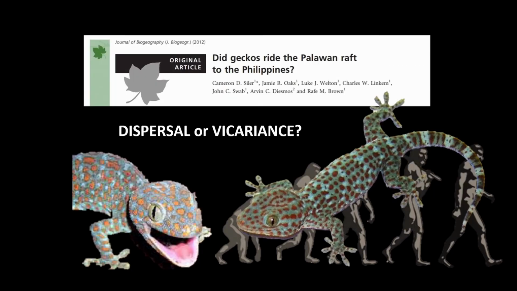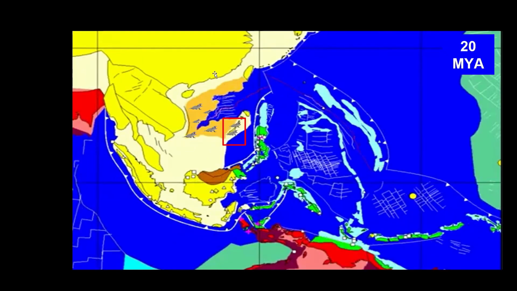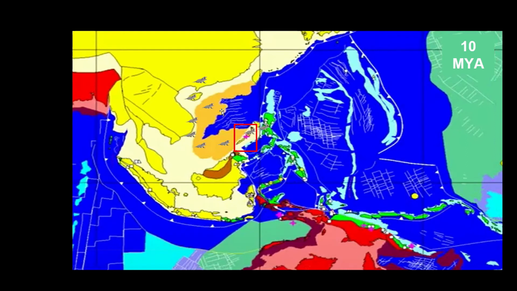One good study on whether geckos are distributed by dispersal or vicariance is entitled, "Did the geckos ride the Palawan raft to the Philippines?" Studies show that 30 million years ago, the land mass which we now call Palawan was part of a bigger mainland. As 10 million years progressed and the plate started to move, a land mass we now call Palawan emerged, bringing with it some species of geckos. Now, is it dispersal or vicariance?